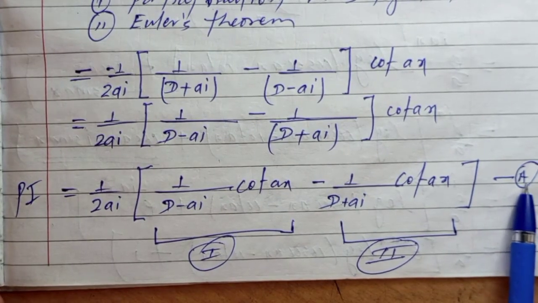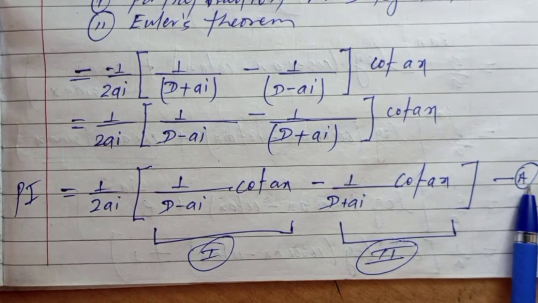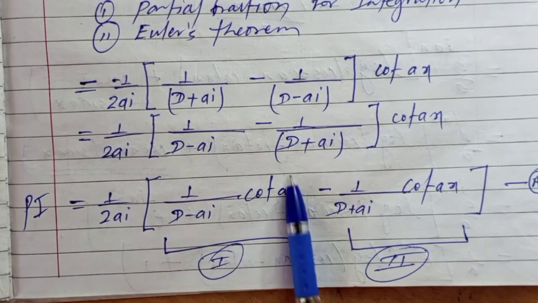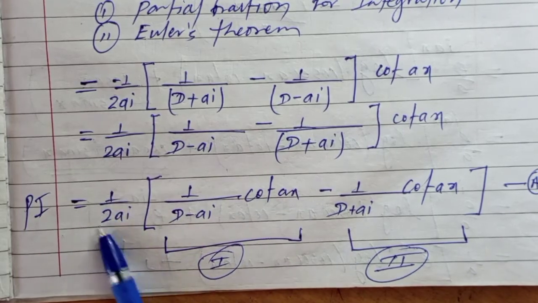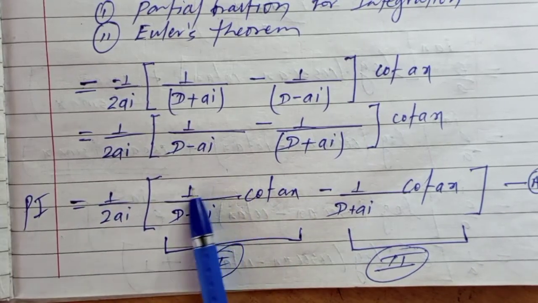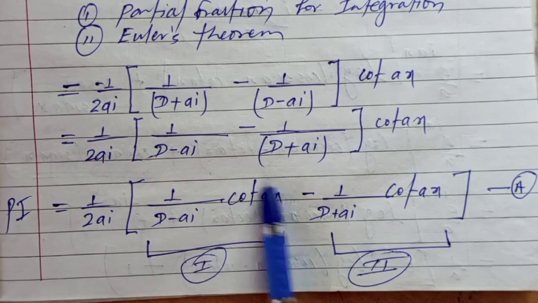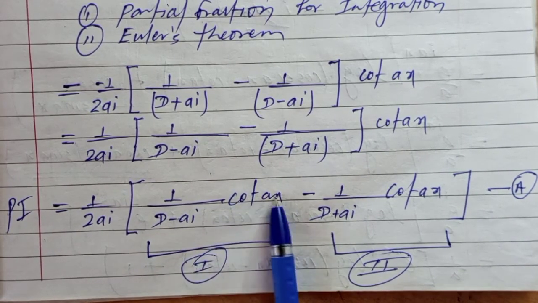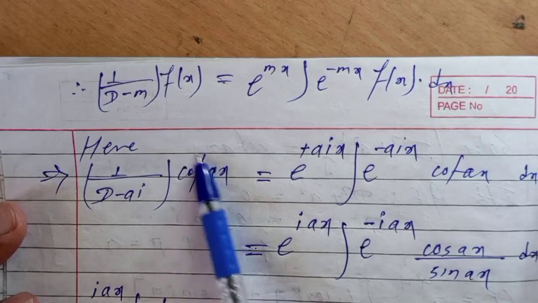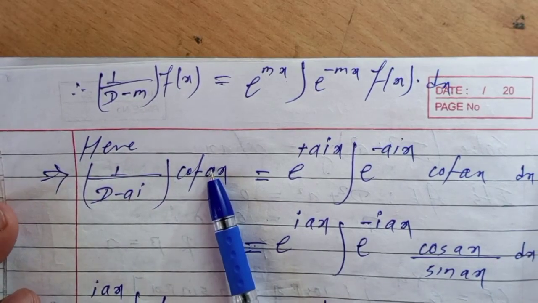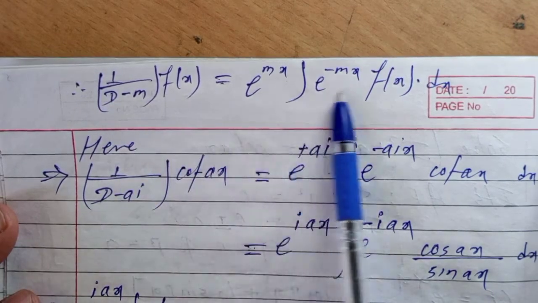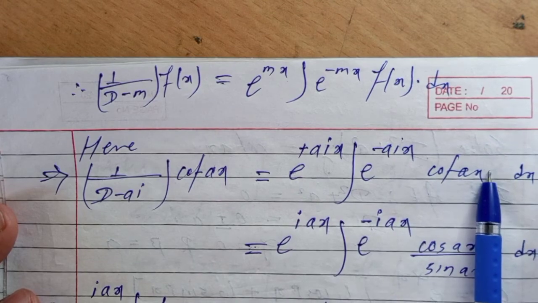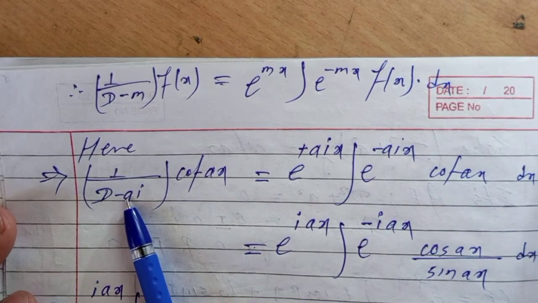So we are going to repeat our same process as we have done in our earlier video. First, here we are going to consider this much term only. Later on, we will consider this coefficient. So from equation A, we are going to solve the value of this one, 1 by D minus ai into cot ax. So the term is here, and we are going to apply this formula so that it took this form where m is ai.